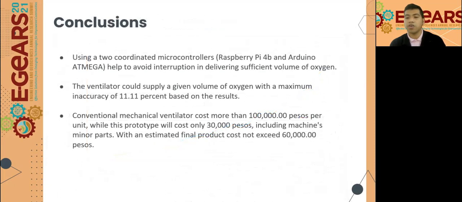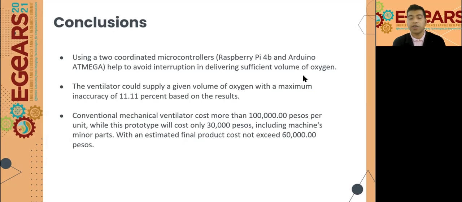So these are our conclusions on our study. First, using two coordinated microcontrollers, Raspberry Pi 4B and Arduino Mega, helps to avoid interruption in delivering a sufficient volume of oxygen. Second, the ventilator could supply a given volume of oxygen with a maximum inaccuracy of 11.11% based on the results.